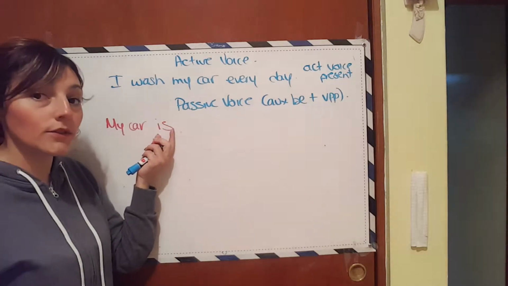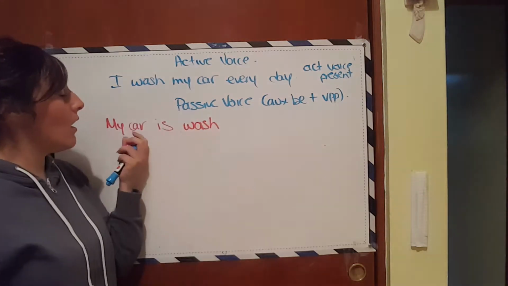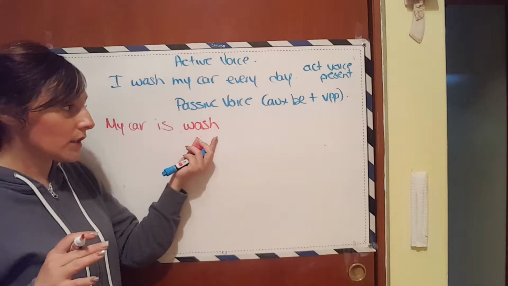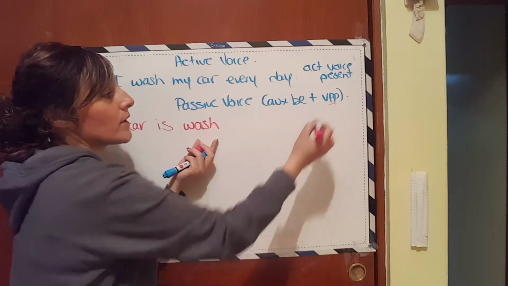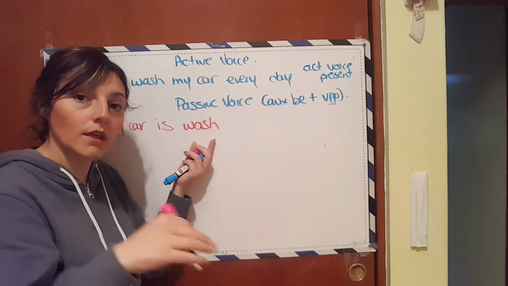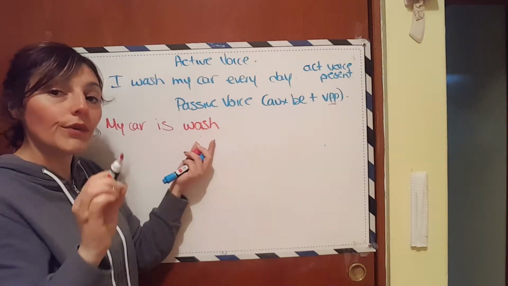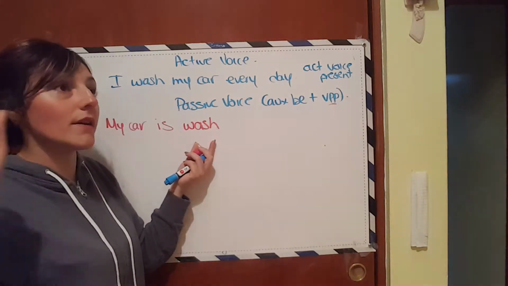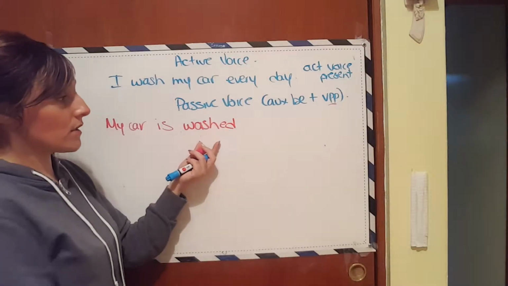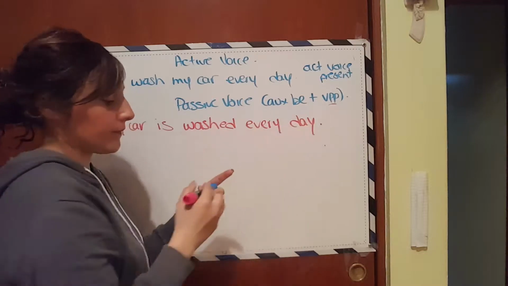right? And then I have to use my activity, and my verb is wash. Now, my car is wash is not correct because it's not logical. Remember that I have to use the past participle. My past participle is the third column in my list of verbs. So this is a regular verb. All your regular verbs, the past and the past participle, include ed. My car is washed, and then I use my time expression every day, right?